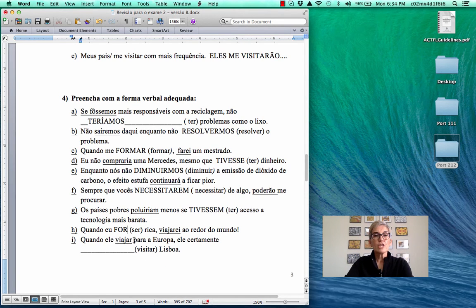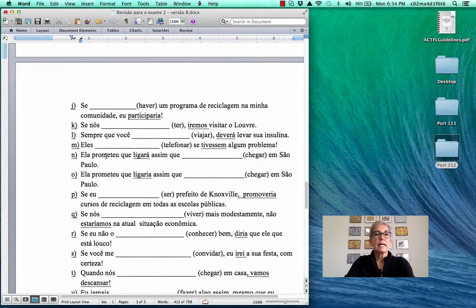Quando ele viajar, so you have future subjunctive here. So here you have to use future indicative. Future indicative, just write the verb in the infinitive, visitar, and add the ending. Visitarei Lisboa.